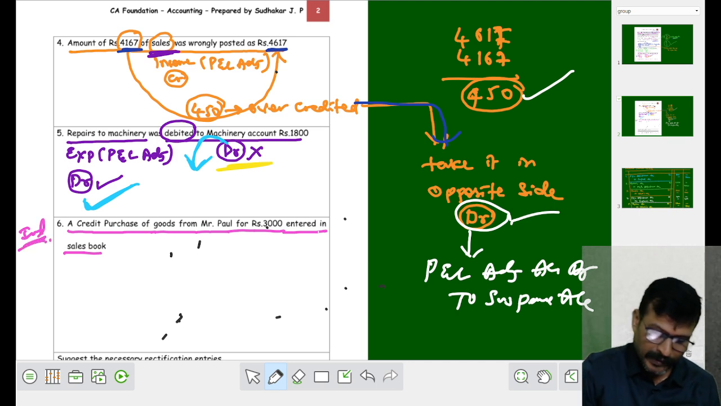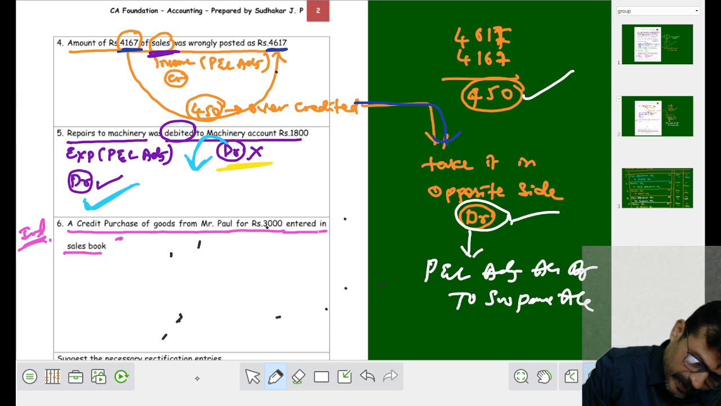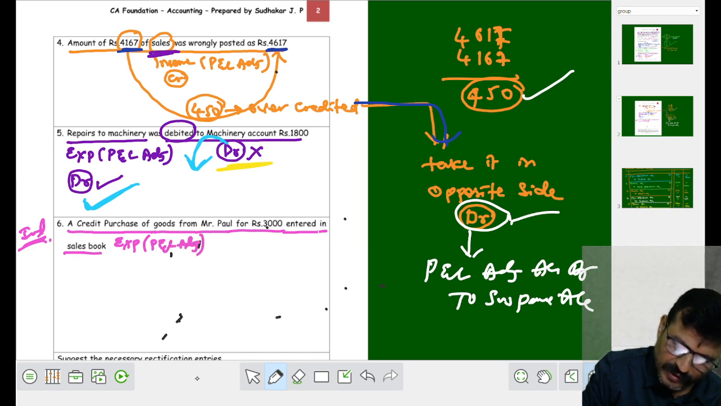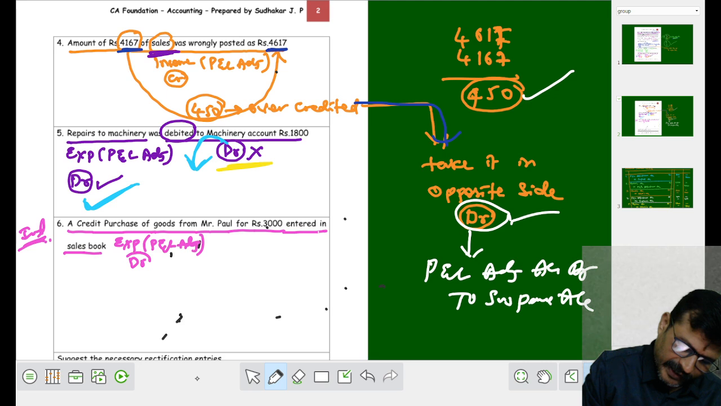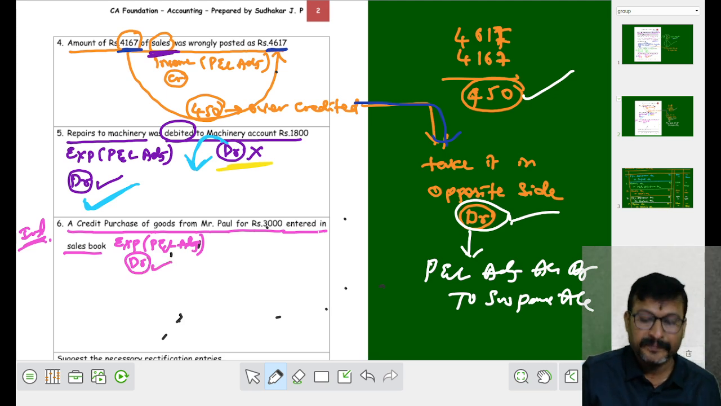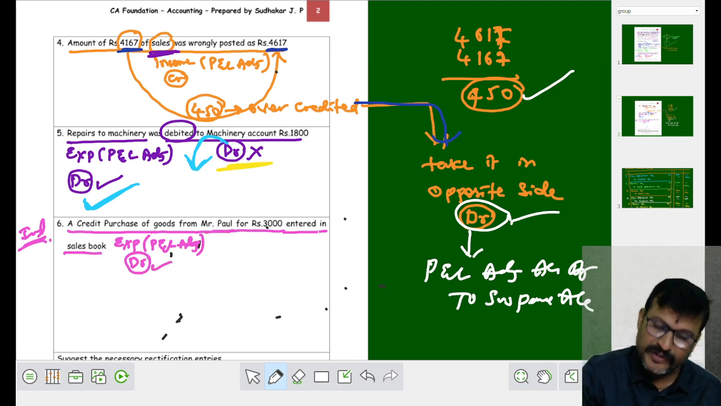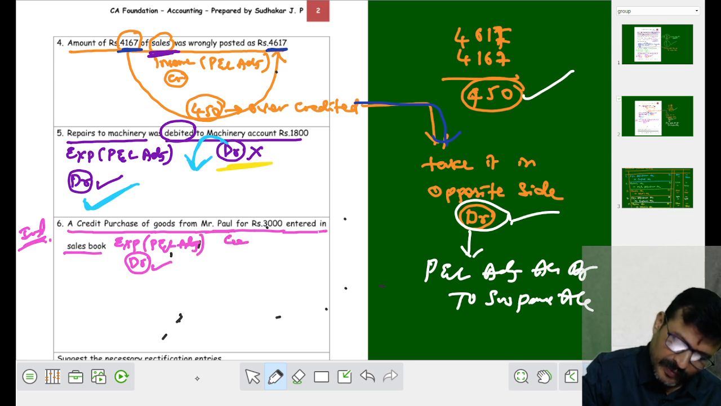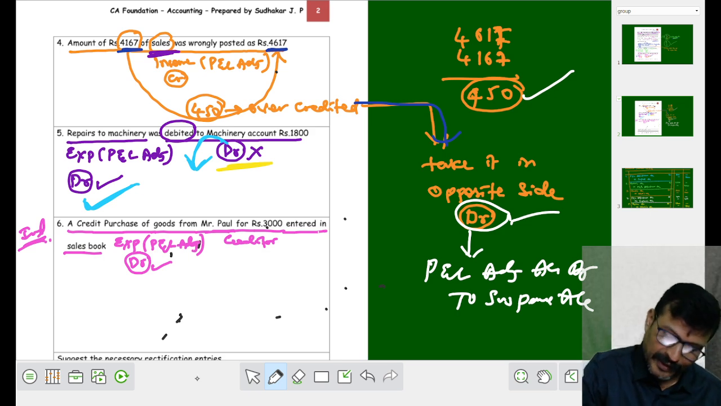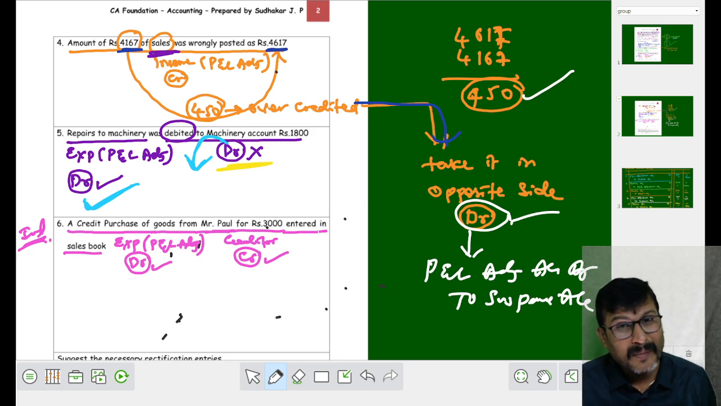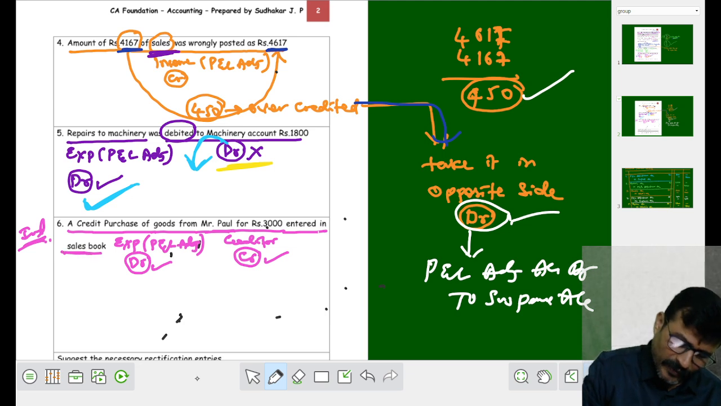Let me see. Credit purchase. Purchase means what? Expenses. In the place of expenses, what do we have to use? We have to use P and L adjustment. What is the correct answer for this? It is to be debited. Then who is Mr. Paul when you purchase? Mr. Paul is your creditor, your trade payable. Creditor is to be credited. That is also correct.